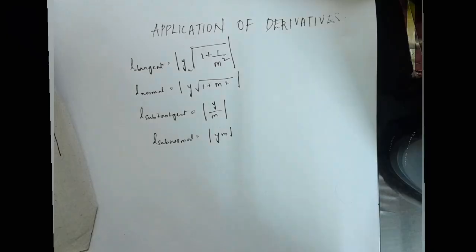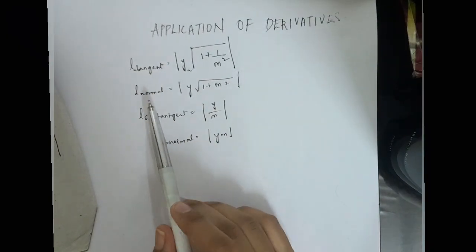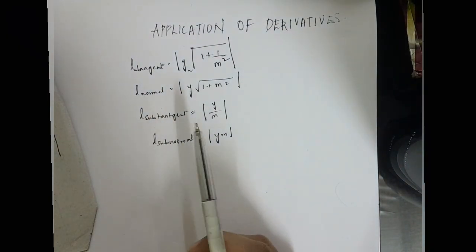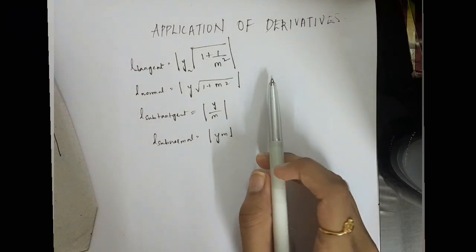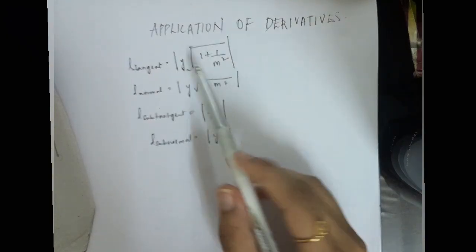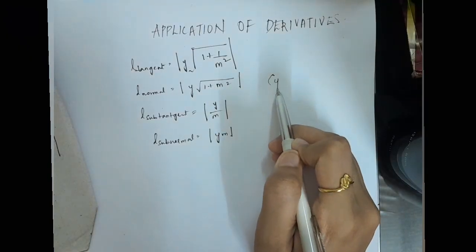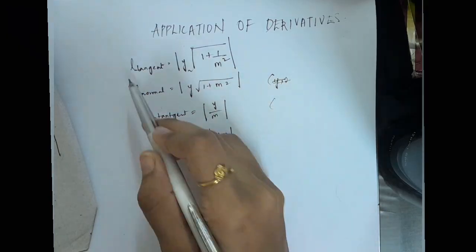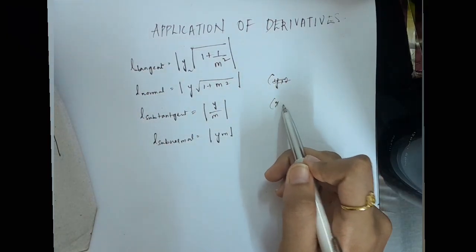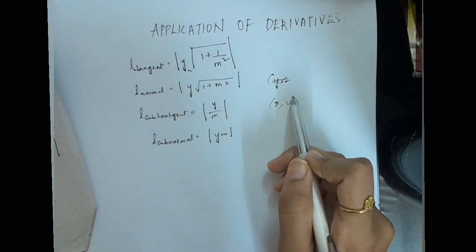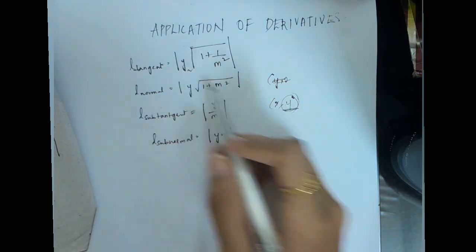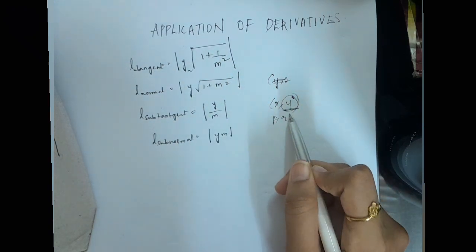These are the formulas for the length of the tangent, length of the normal, length of the subtangent, and length of the subnormal. So the y is the point at which you'll be checking for the length of the tangent or the length of the normal. So let's say you have to check it at the point x and y, and substitute the y over here, or like it's p and q, then you substitute the q.